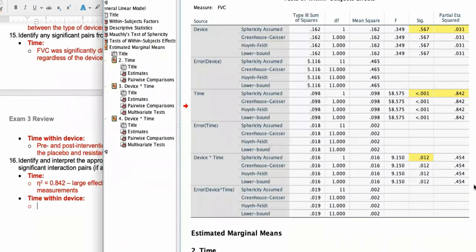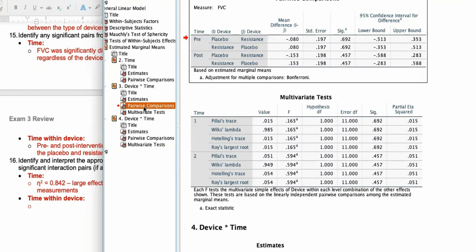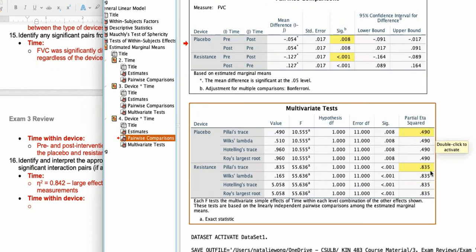And then Juan had indicated that for the interaction effect, we would want to look at the multivariate table. I skipped straight to the second set of pairwise comparisons, because in the first set of pairwise comparisons, we didn't have any significant pairs. But in the second set of pairwise comparisons, we did. And we had a significant pair in both the placebo and the resistance groups. So that's why I've highlighted 2 effect sizes in our multivariate table. And this would tell us both of these are larger than 0.14. So they're both large.